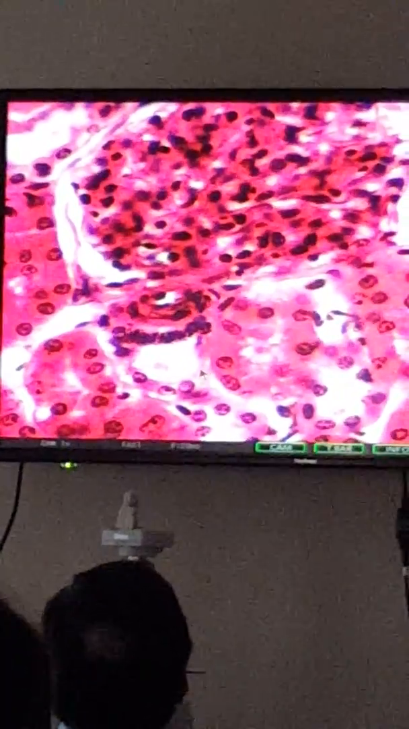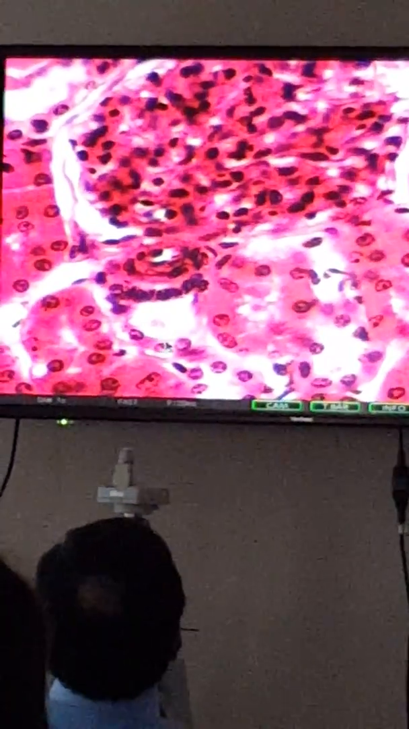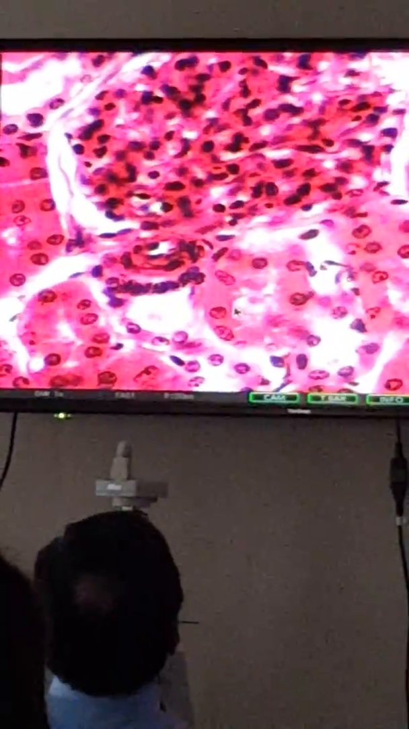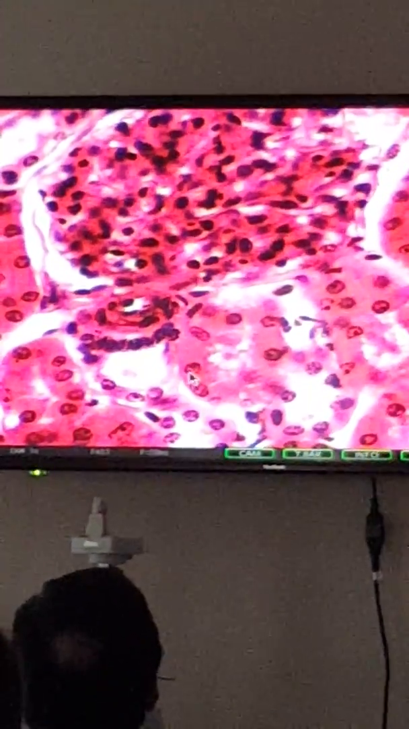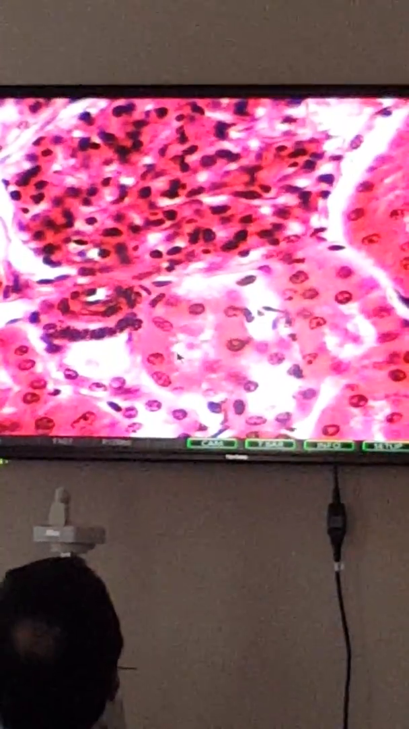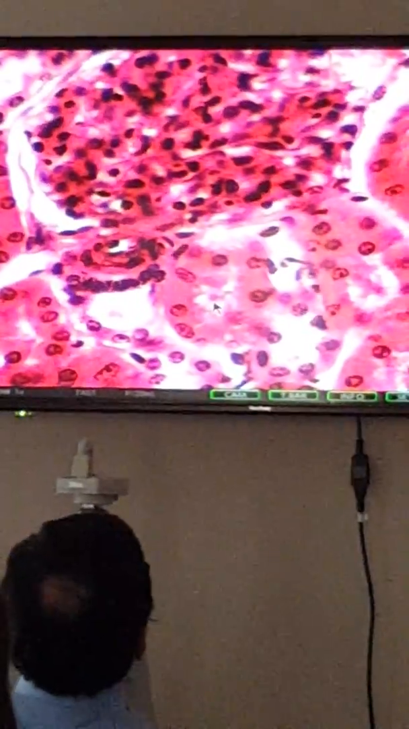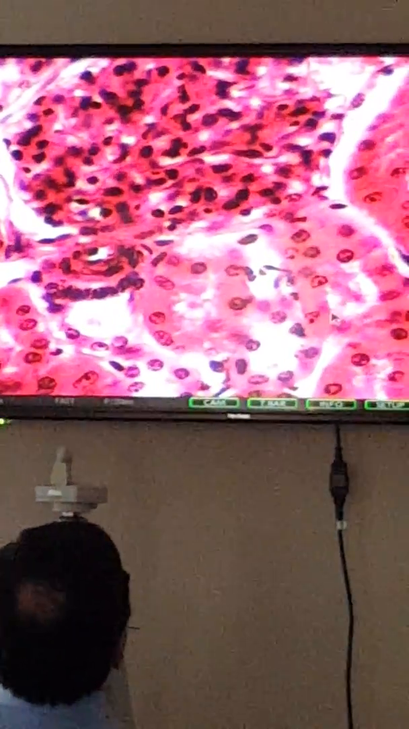Now, remember that this is a DCT, so it doesn't have a brush border, it's got a fairly wide lumen. Here's a PCT right next to it. The cells look a little taller, they stain a little bit darker, the apical surface is a little bit shaggier, and the lumen is smaller. So most of what you see here, here's a PCT, here's a PCT, what is this right here?